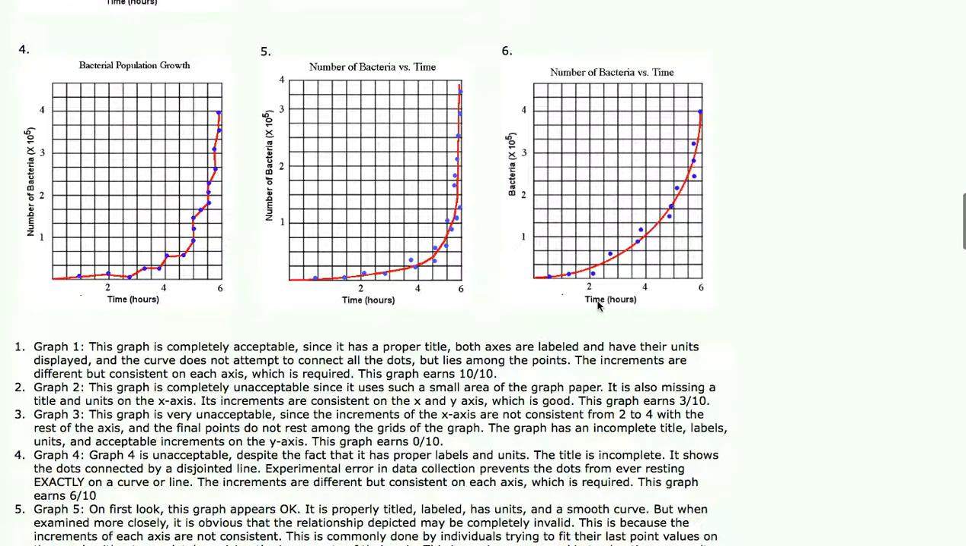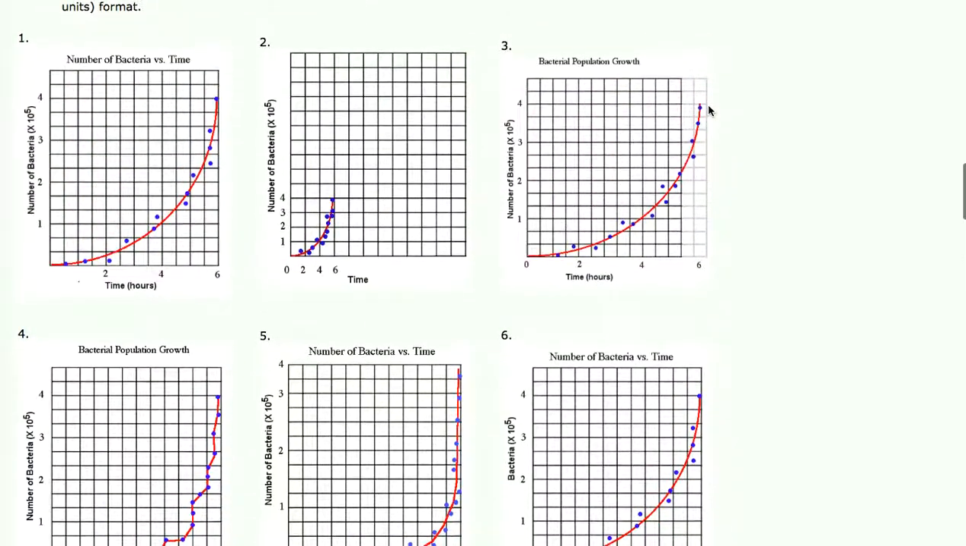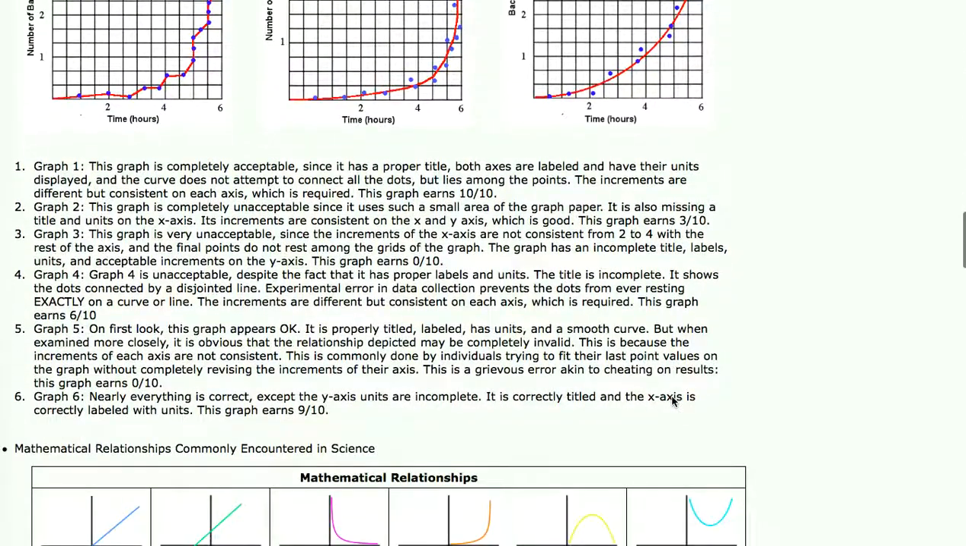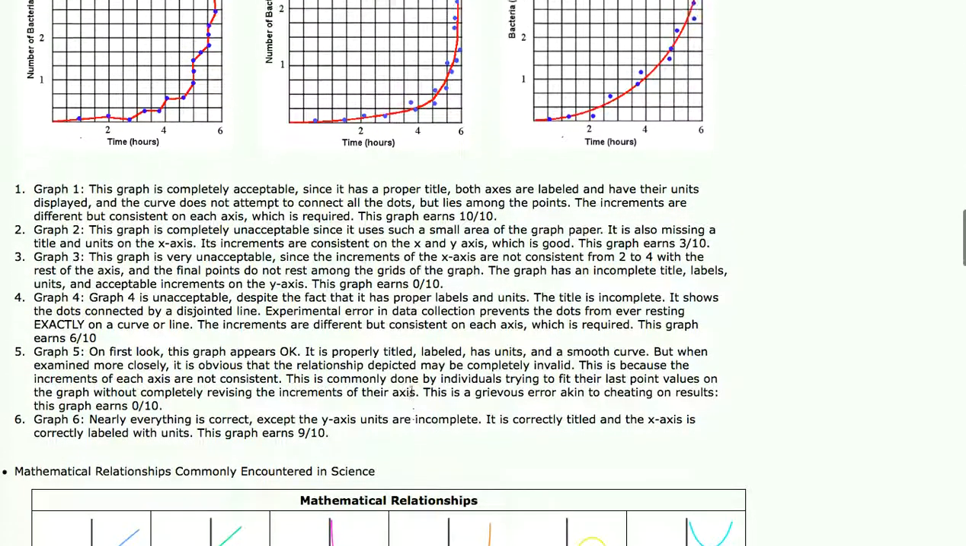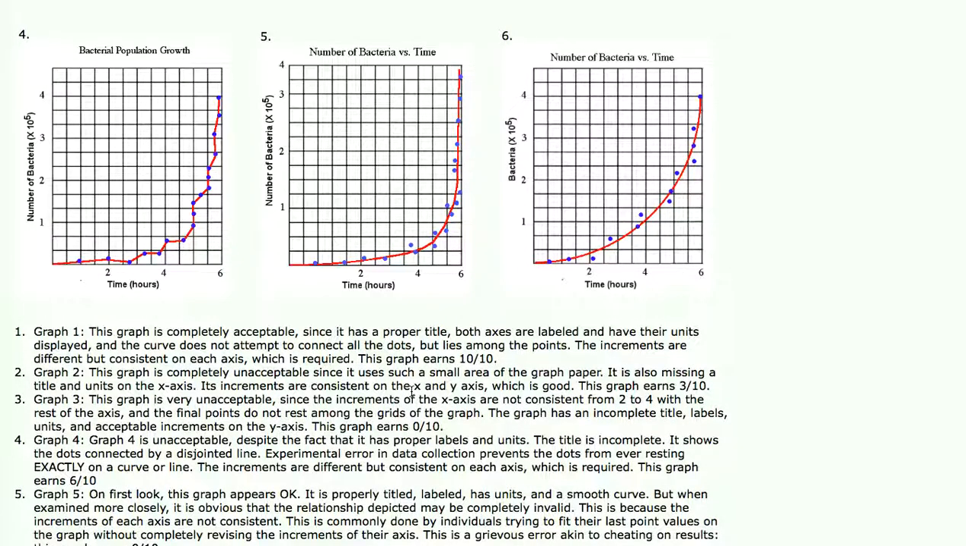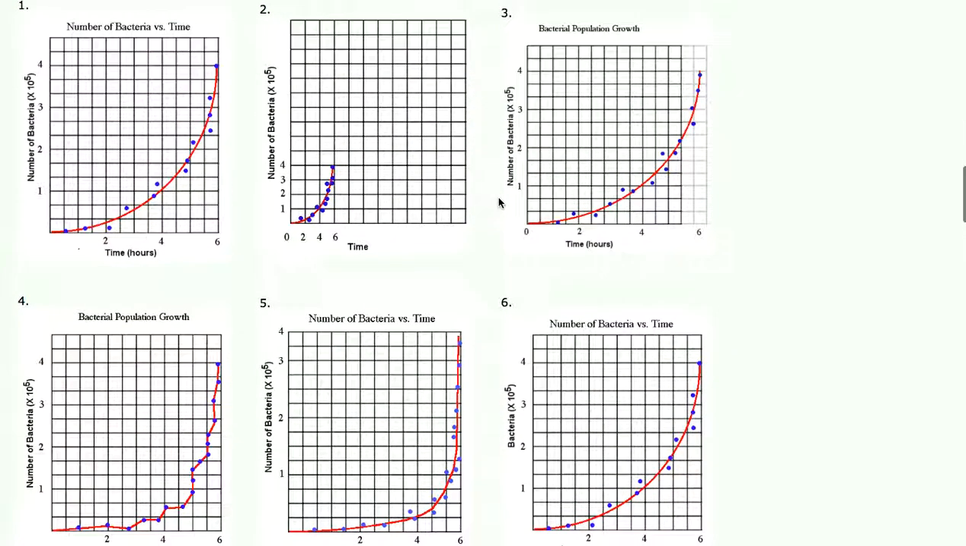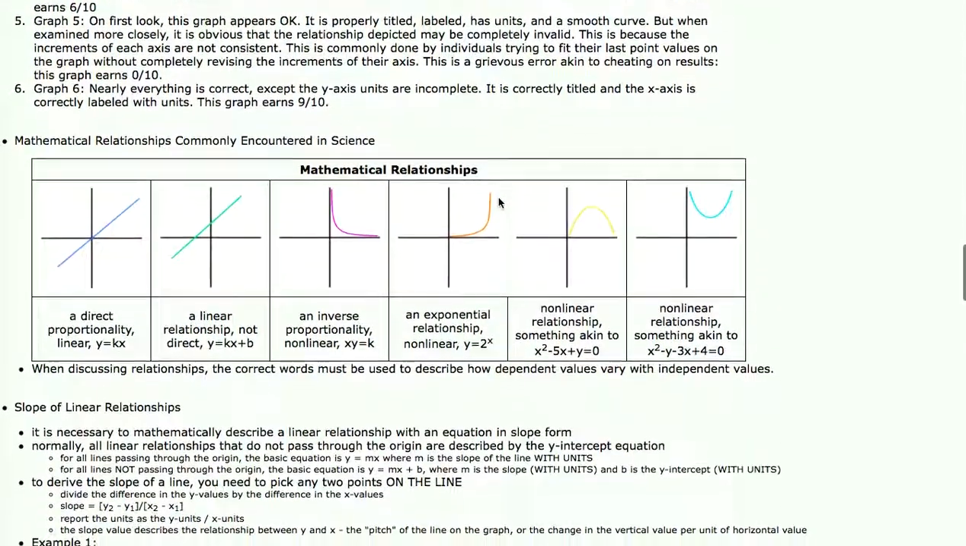And then this last graph: time in hours, bacteria in 10 to the 6th, number of bacteria versus time. It looks okay, but we are getting very close. You'll notice this graph looks very much like this graph. The y-axis isn't labeled as well, but otherwise the graph is okay, but it will say here nearly everything is correct except the y-axis units are incomplete. The label is actually incomplete. It's not just the units. Otherwise, graphs 1 and 6 are the best in the bunch. And graphs 2, 3, 4, and 5 are horrendous for various reasons.